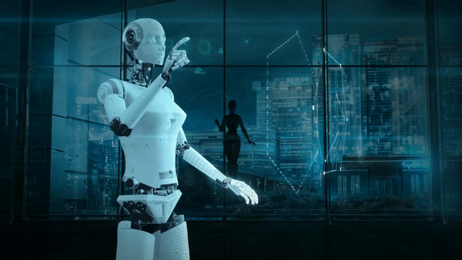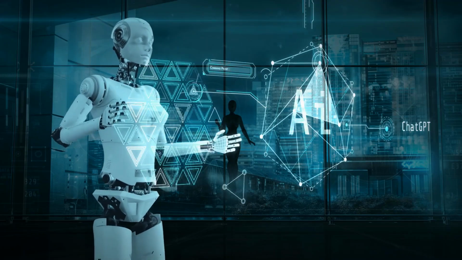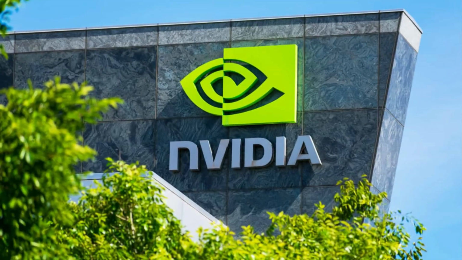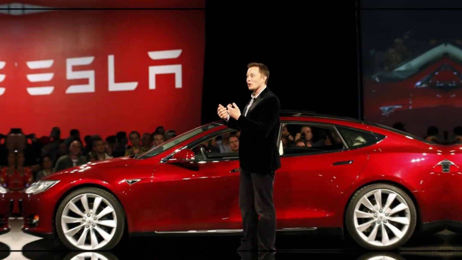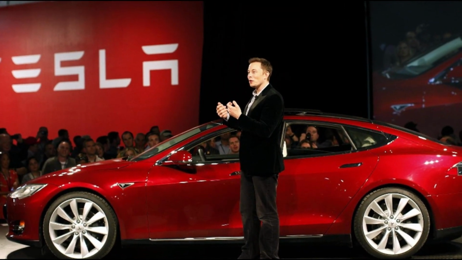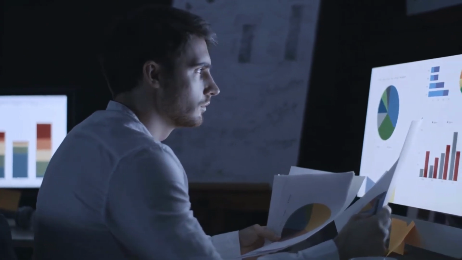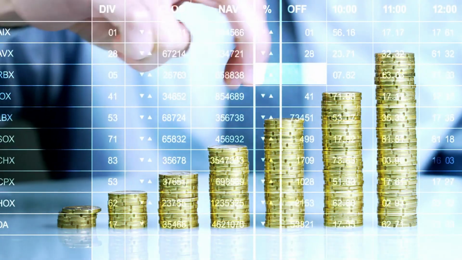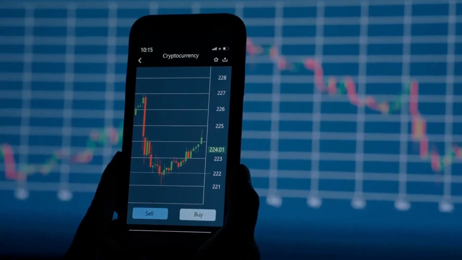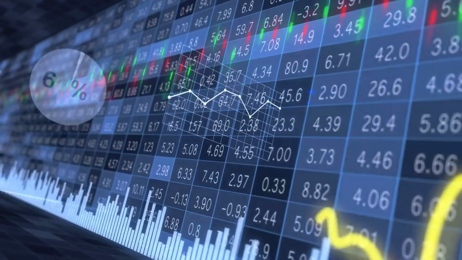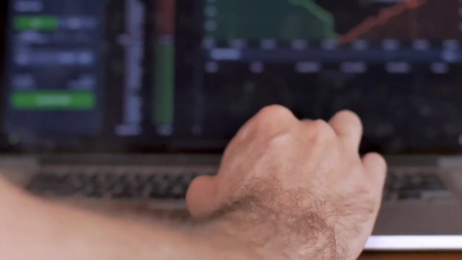Artificial intelligence. AI is not just the future, it's the present. Companies like NVIDIA, Microsoft, and Tesla are driving AI advancements in fields like healthcare, autonomous vehicles, and cloud computing. NVIDIA's stock soared by over 200% in 2024, fueled by demand for its AI GPUs, and the trend shows no signs of slowing down. Investors who bet on AI today might thank themselves a decade later.